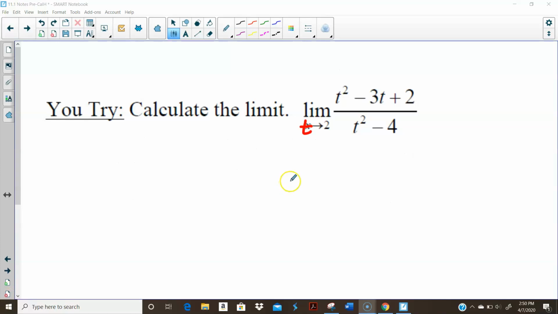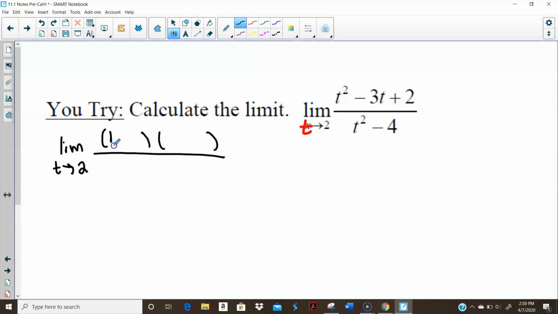The you-try example you should try on your own and then check it with the video. So on this problem, if you take 2 and you directly substitute it in here, 2 squared is 4, and 4 subtract 4 is going to give you 0 on the bottom. So you can't start with direct substitution. Instead, what we're going to have to do is take the limit as t approaches 2, and we're going to have to factor that function.